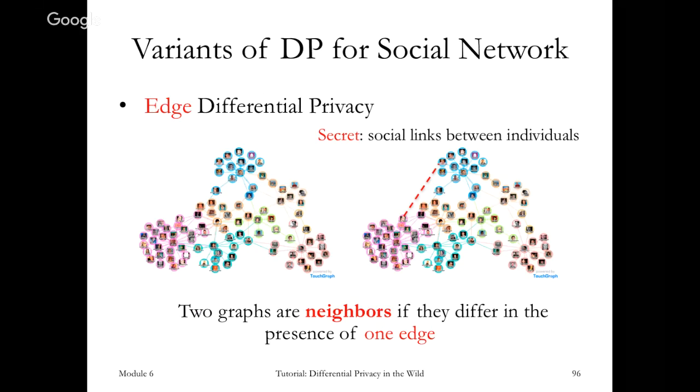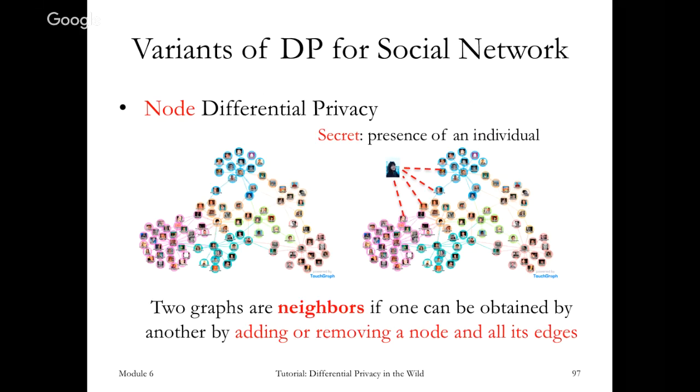One example we have seen is edge differential privacy. The neighbors can be formed by adding or removing an edge in the graph. So the secret here is to protect the social links between individuals. Another type of privacy instance is node differential privacy, where you can add or remove a node together with its edges in the graph. So the secret is different from the previous secrets we have seen. The secret here is the presence of the individual in the graph.